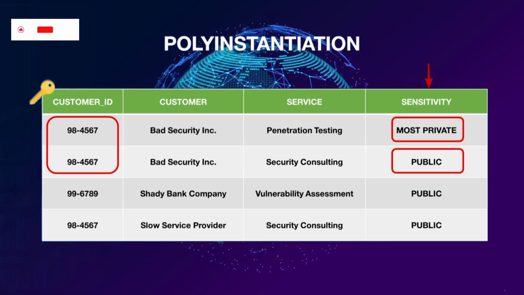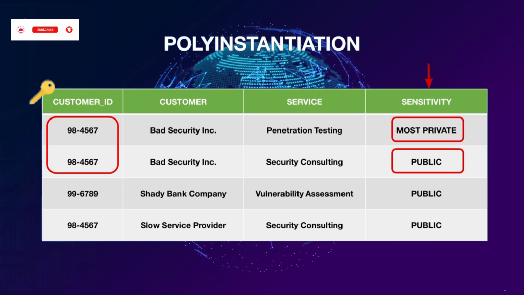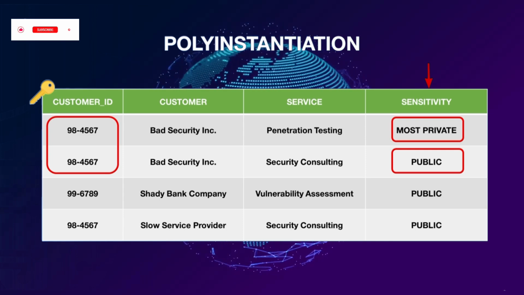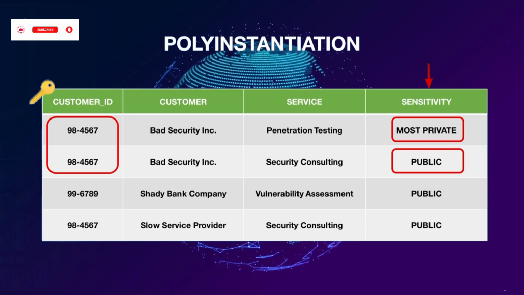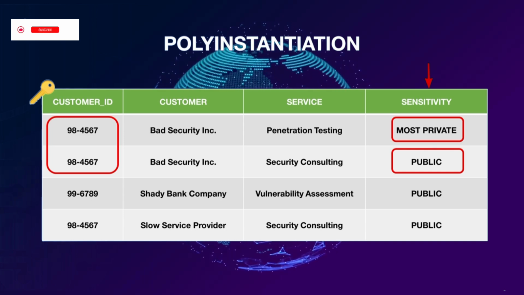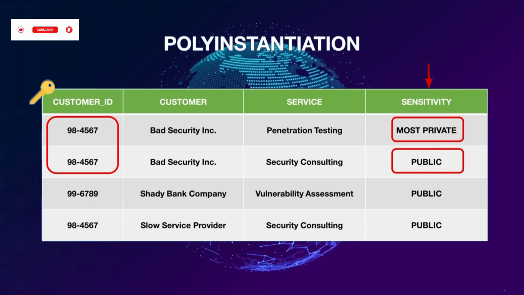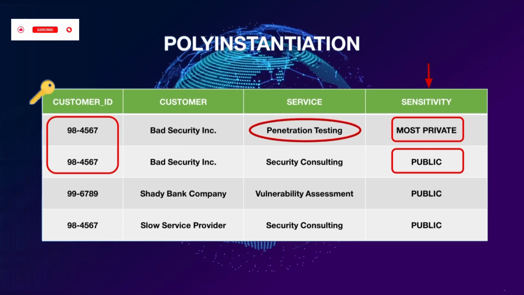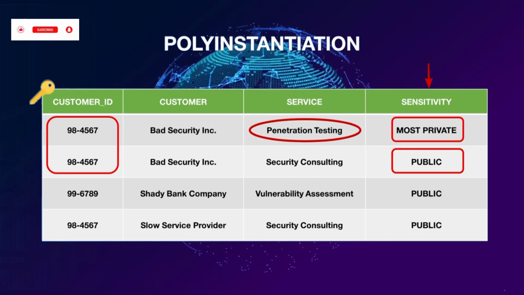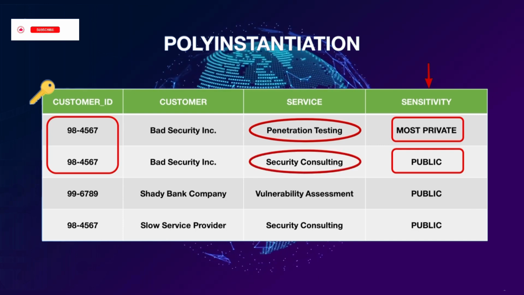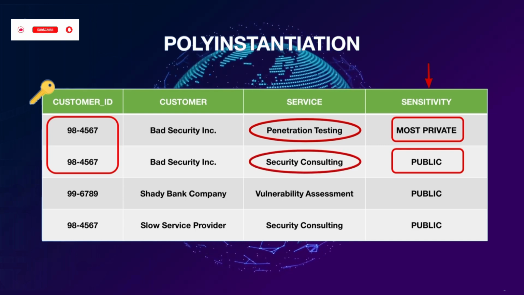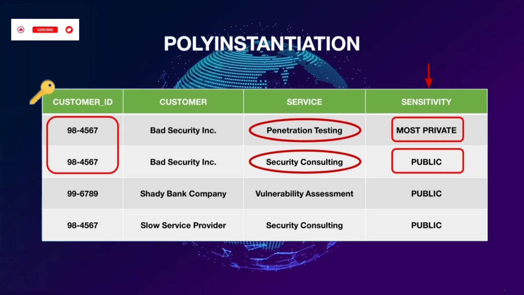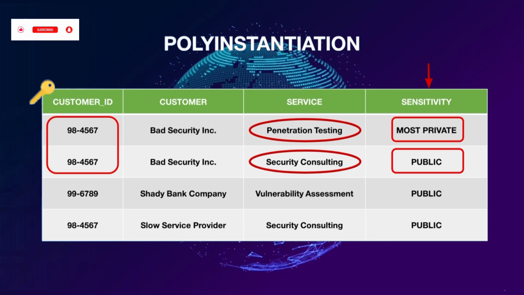Maybe we signed a non-disclosure agreement with them. Maybe we have a service level agreement that says you can disclose certain things. Whatever those things might be, maybe they don't want the rest of the public world knowing that we performed a penetration test for them. Maybe they just want to know they purchased a security consulting service from us, and that's where we would focus our query. We would set up a query and say we want to use public related data for customer 98 to 4567, and then the query would generate the data, that polyinstantiation.